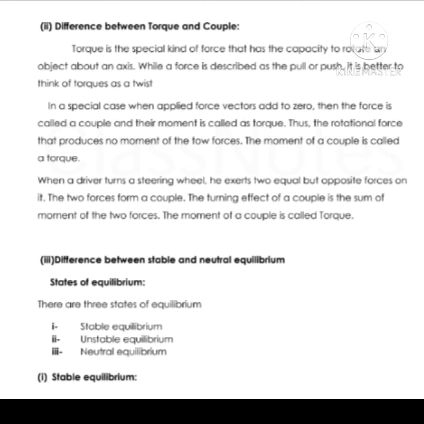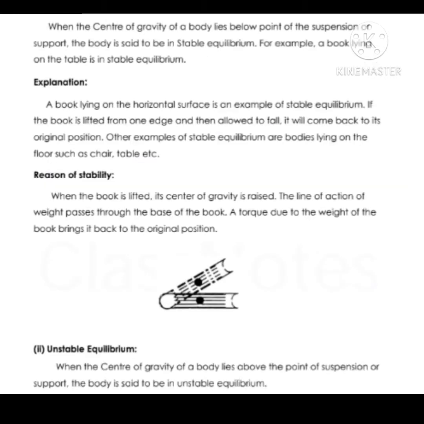Next is differentiate between stable and neutral equilibrium. States of equilibrium are stable equilibrium, unstable, and neutral equilibrium. Stable equilibrium is that type of equilibrium when the center of gravity of a body lies below the point of suspension or support. The body is said to be in stable equilibrium.